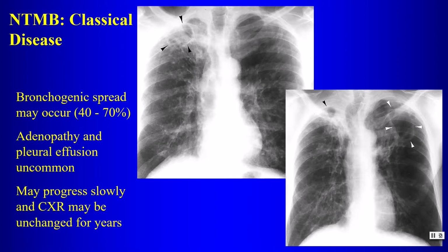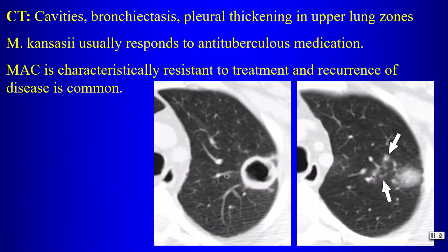Adenopathy and pleural effusion are less common. This may progress slowly, and the chest x-ray may be unchanged for years. So this tends to progress slower than tuberculosis, but it looks just like fibrocavitary disease from tuberculosis with upper lobe disease and architectural distortion, scarring, and the hilum being displaced upwards, as in these examples. So on CT, we can see cavities, bronchiectasis, pleural thickening, upper lung zones, and Mycobacterium kansasii does respond to anti-TB medication, although MAC can be resistant and recurrence of disease may occur.